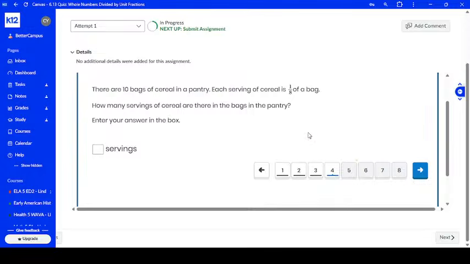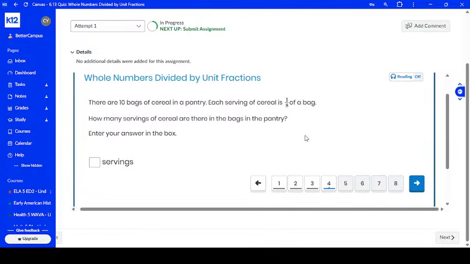There are 10 bags of cereal in a pantry. Each cereal is 1/8 of a bag. How many servings of cereal are there in the bags in the pantry?